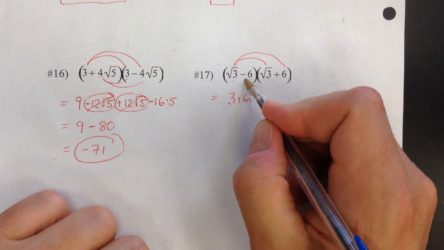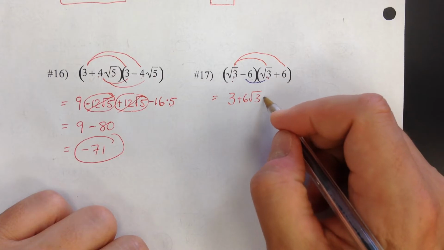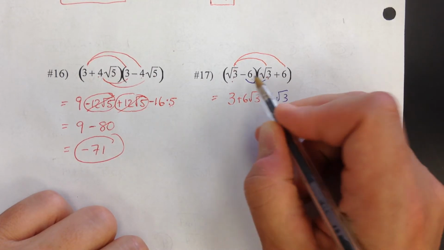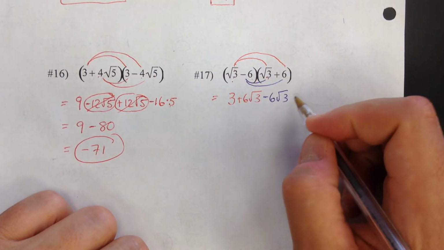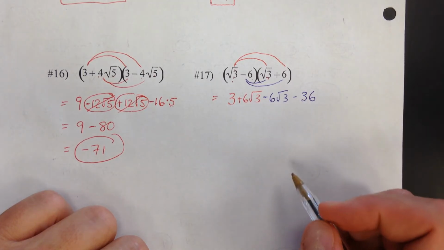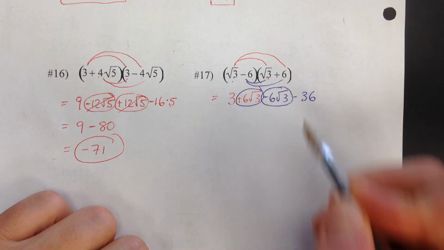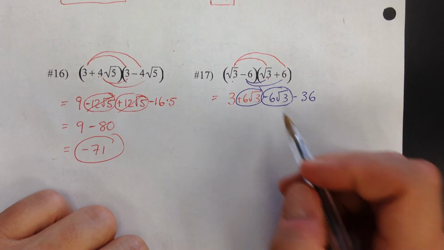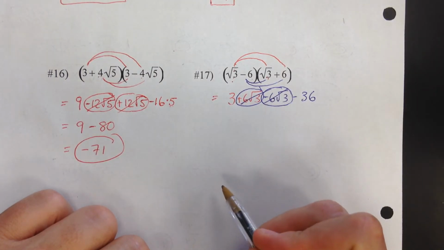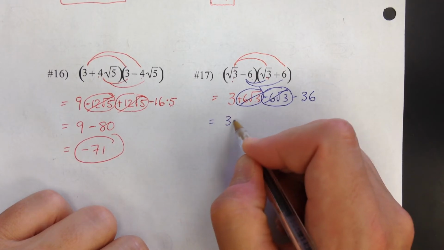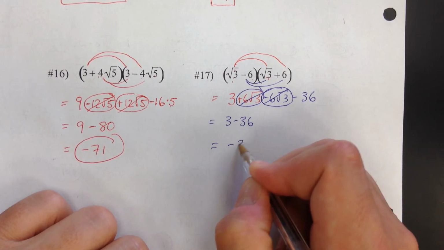All right, now let's distribute. That's a minus 6 times root 3, so it's minus 6 root 3. And then minus 6 times 6 is minus 36. Again, look at your two middle terms, positive 6 root 3, negative 6 root 3. When you add opposites, they cancel, they get 0. So we get 3 minus 36, which is negative 33.